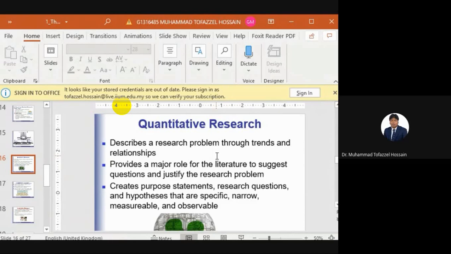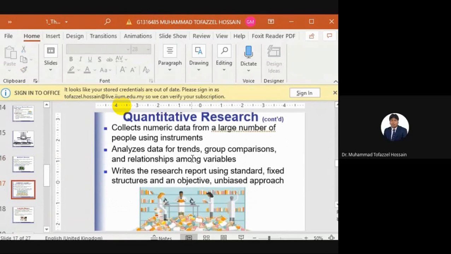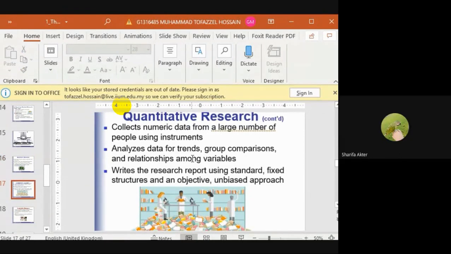Then quantitative research collects numeric data from a large number of people using instruments, analyzes data for trends, group comparisons, and relationships among variables, writes the research report using standard fixed structures and an objective, unbiased approach. So you see, you have to analyze data for trends.